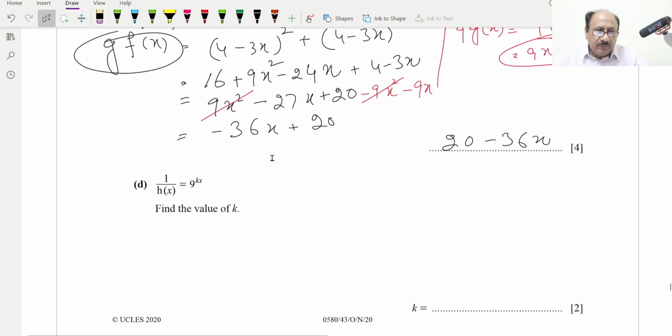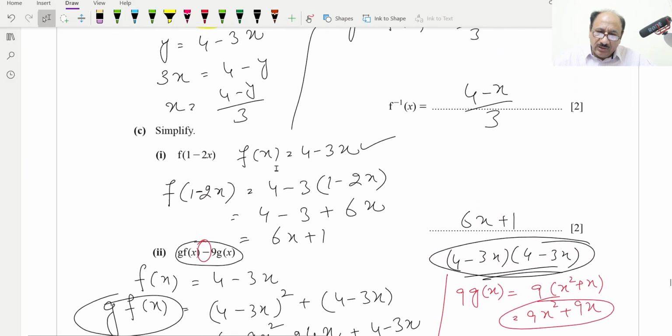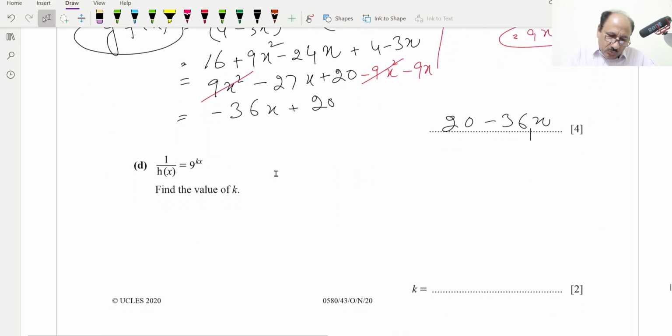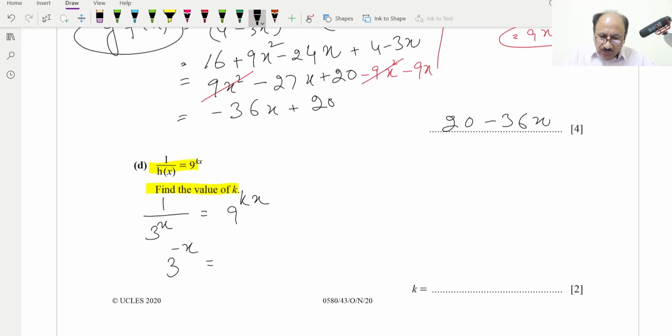Now for the D part, what we can do, we can have 1 over h of x is equal to, now h of x is what? H of x is 3 raised to the power x. So 1 over 3 raised to the power x is equal to 9kx. And we have to find the value of k, and this is provided. Now what we can do, we can shift this 3x as numerator, so it will be 3 raised to minus x will be equal to 9.